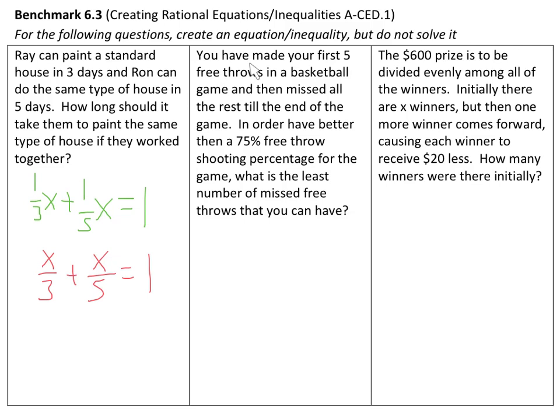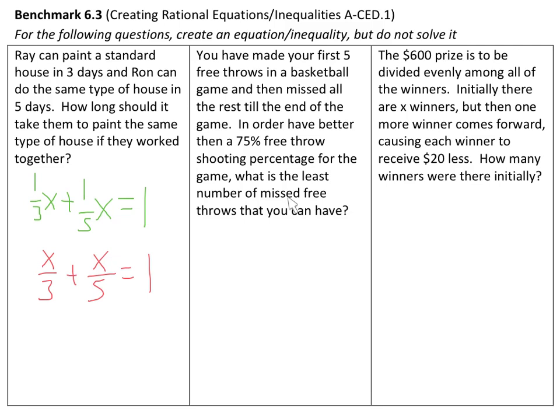Alrighty, you have made your first 5 free throws in a basketball game. The rest of the game, you miss them. Oh man, you want to have better than a 75% free throw shooting. And what's the least amount of missed free throws? So X is going to be how many free throws you've missed.